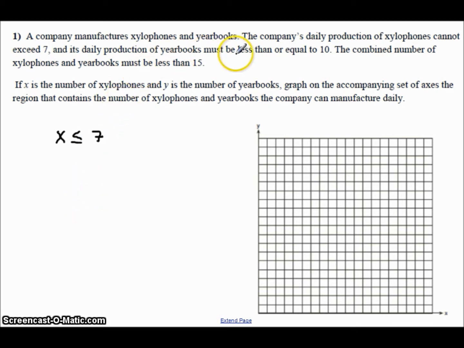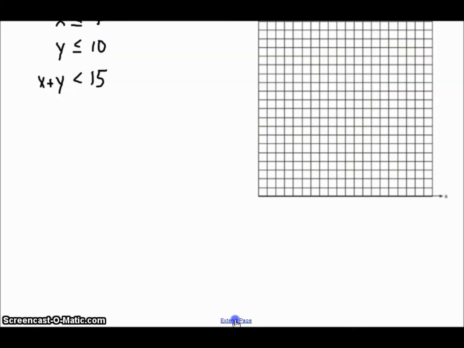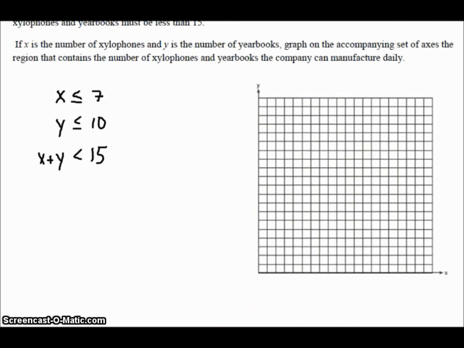The next one is yearbooks must be less than or equal to 10. Well, Y is the yearbooks, and it must be less than or equal to 10. Normally we're used to two inequalities and graphing them, but a lot of times with these word problems you get three, and in this case we do. It says the combined number of xylophones and yearbooks, that would be X plus Y, must be less than 15. So these are the three inequalities we've got to graph. Luckily, none of them look hard.